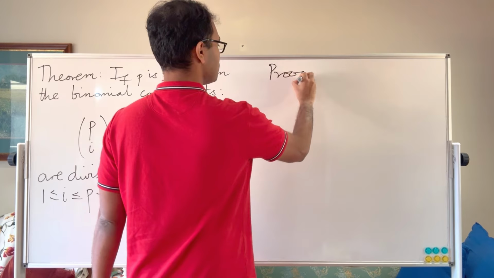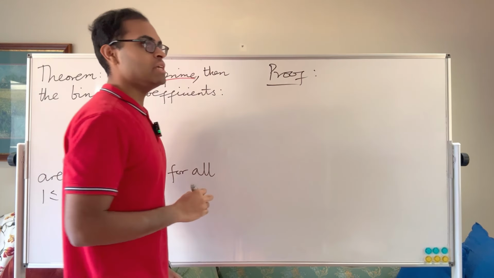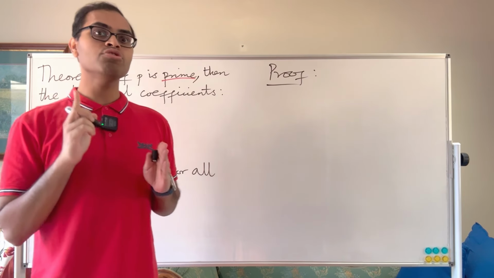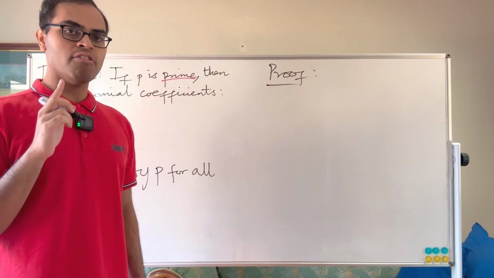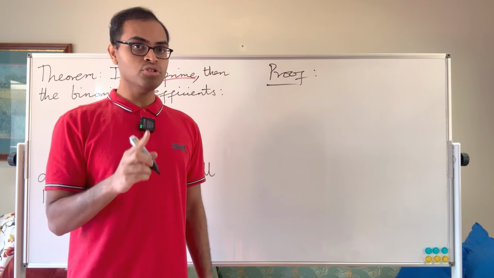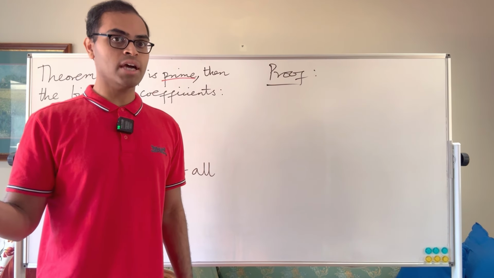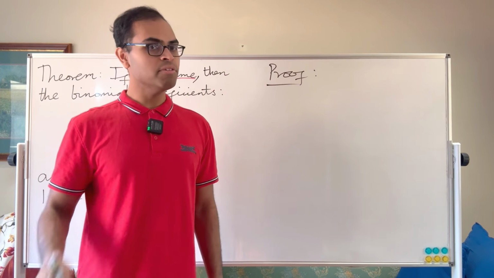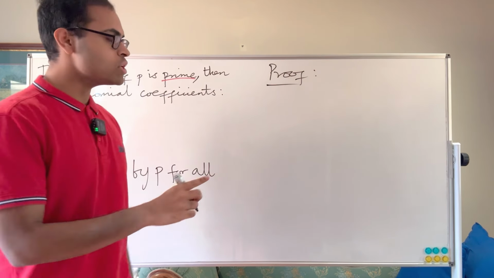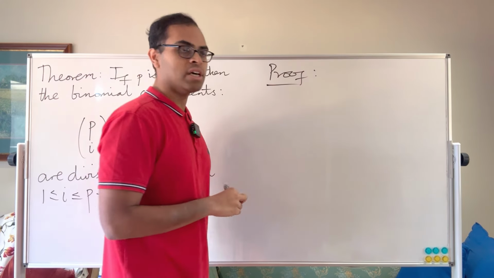What's going to happen with the proof is we're going to have to use the fact that p is a prime number, because this isn't true in general. For example, if you take 4 choose 2, then 4 choose 2 is equal to 4 times 3 over 2 times 1, which is equal to 6, which is not divisible by 4. But 4 is also not a prime number, so that's okay. But if p is a prime number, p choose i is divisible by p.